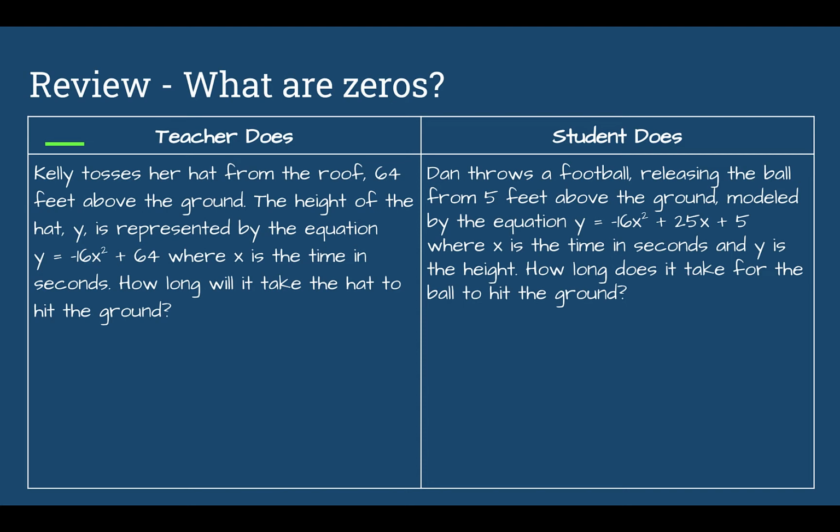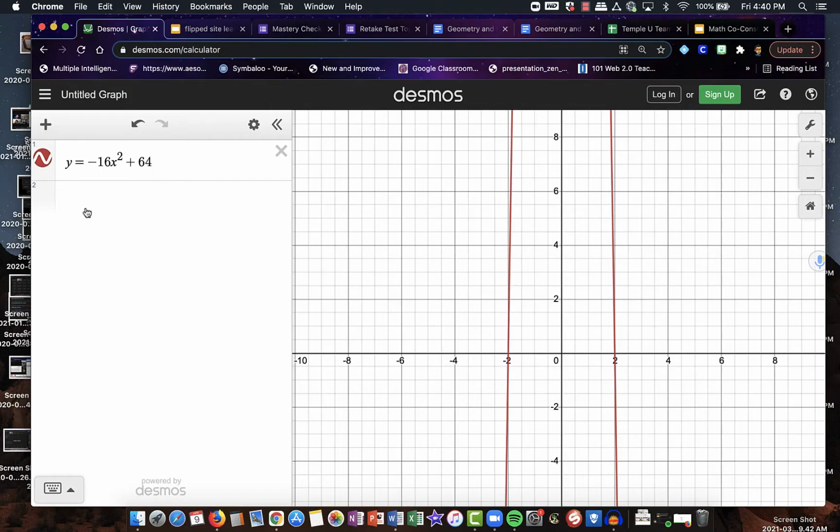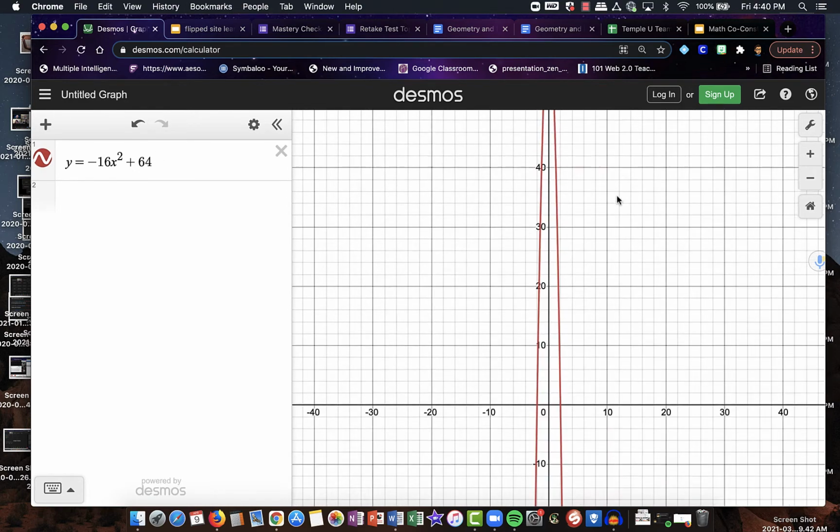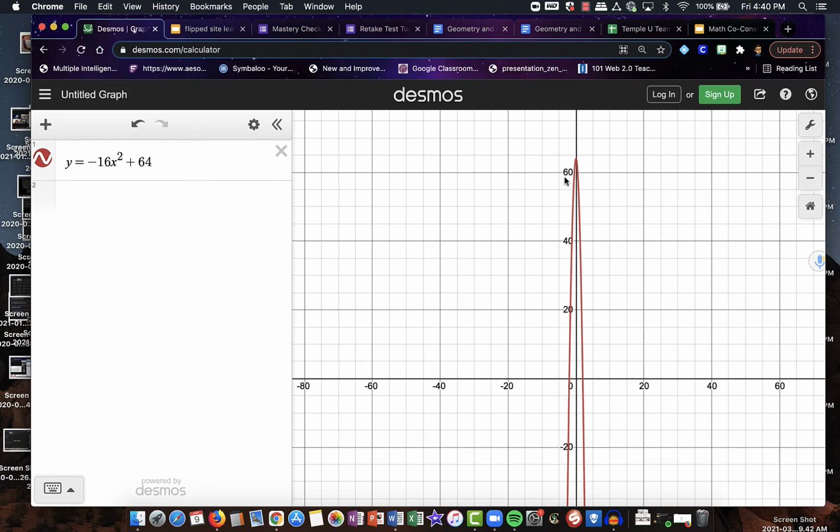In a second we'll go to Desmos, but we're looking for when it hits the ground. When we go, we're going to get a parabola that goes up and then comes back down. There's going to be 2 places. We want to know when it's hitting the ground, so let's figure out what those 2 places are, where it's at 0 or the ground. Here in Desmos, I have our function typed in. If we zoom out, we can see our shape goes up pretty tall and then comes back down.